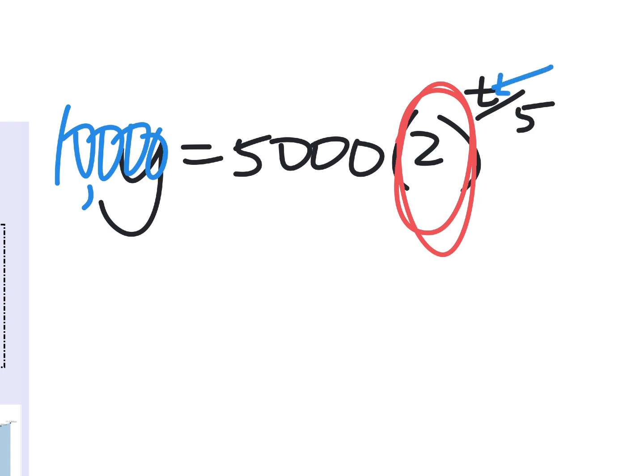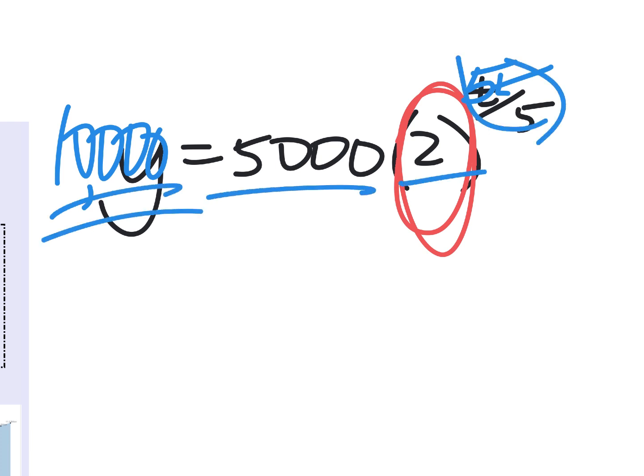How long would the time be to make it double? 5 years. In 5 years, you get 5,000 times 2 to the 1, which is 10,000. Does that make sense to you? So if you put in a 5 here, this will turn into 10,000. Okay, how about if I do the problem another way?